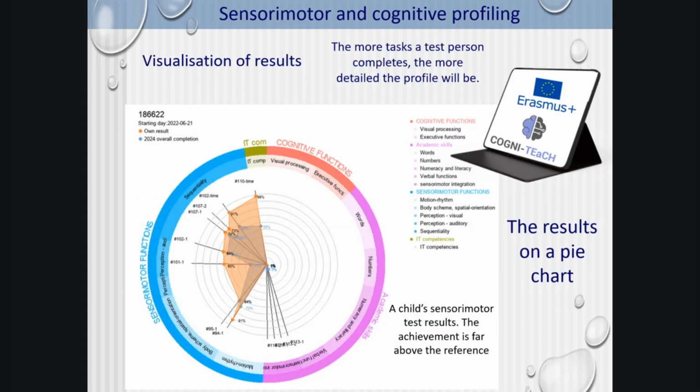Further down the results page, a pie chart compares the individual's results with the reference average. This visual representation provides a comprehensive overview of the individual's sensorimotor and cognitive profile.